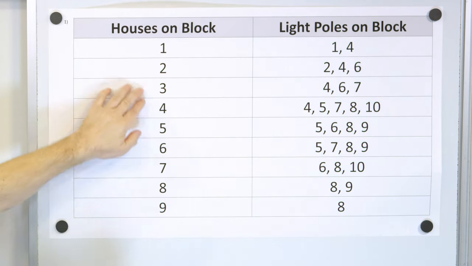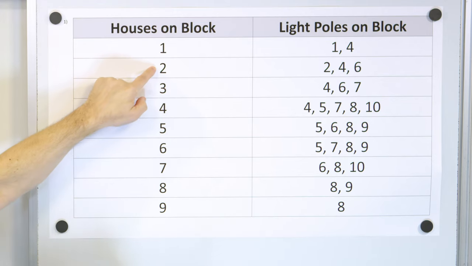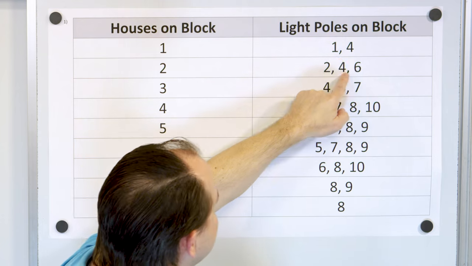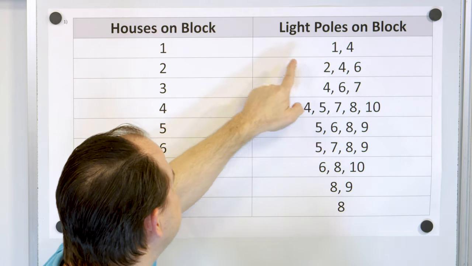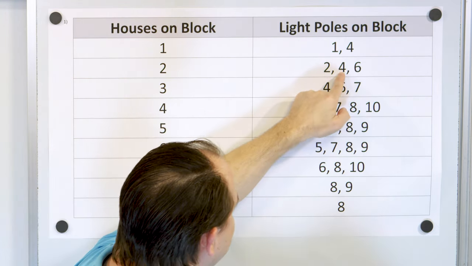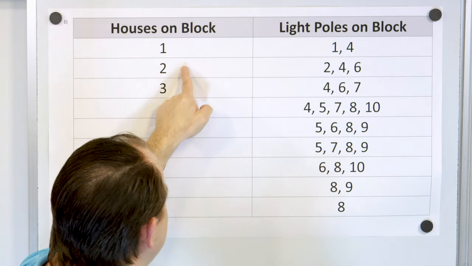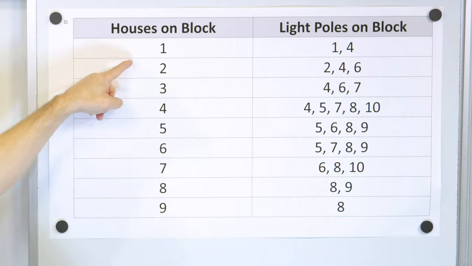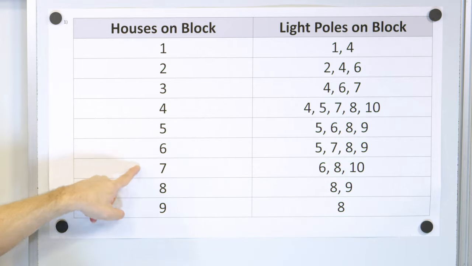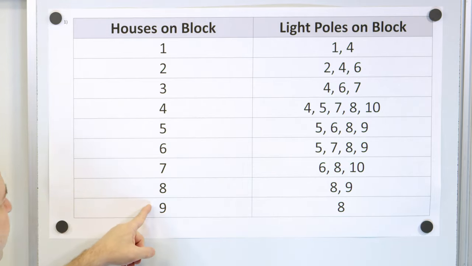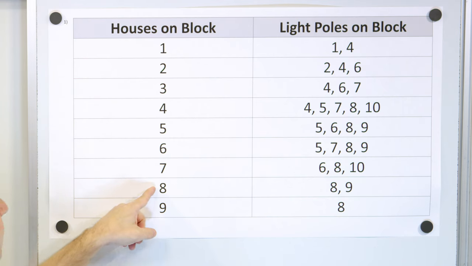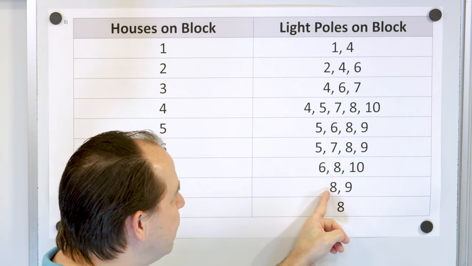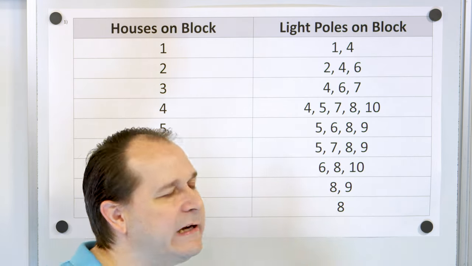But then we also study the situation, well, what if there are two houses on the block? Well, in one of those blocks, we had two light poles. Another block, down on the other side of the city, with two houses had four light poles. And then yet another one with two houses had six light poles. You see the idea here. And then we have a few blocks with more and more houses. For instance, when we had eight houses on the block, we had one instance that required eight light poles and another instance where it had nine light poles.